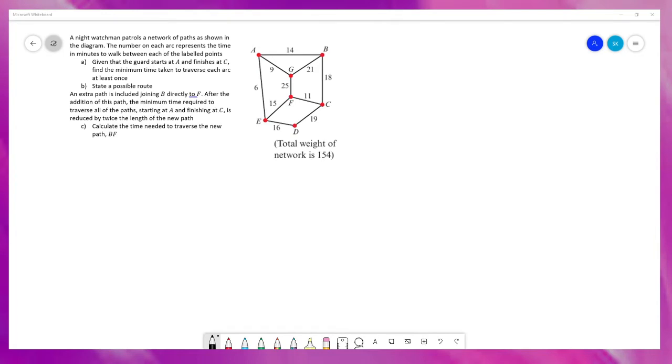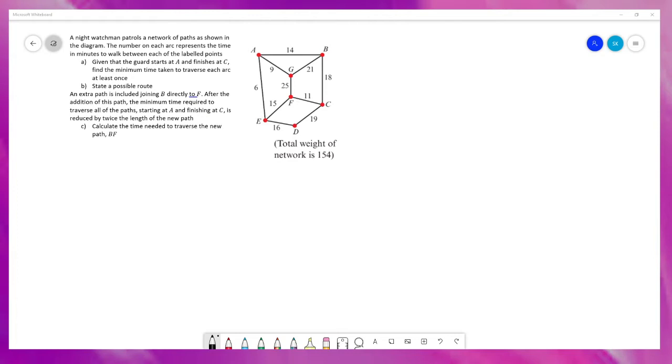So this is the example we're going to be looking at, and this is an example from the Pearson textbook. A night watchman patrolling a number of paths shown in the diagram there, as very typical with Chinese Postman route inspection problems. You're given the network. You're also given the total weight of the network, which is handy because we need that for the algorithm. And we're told a little bit of extra information this time.